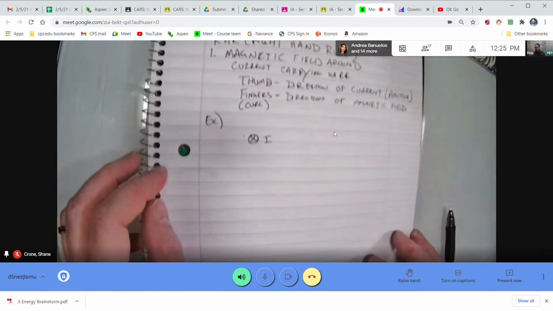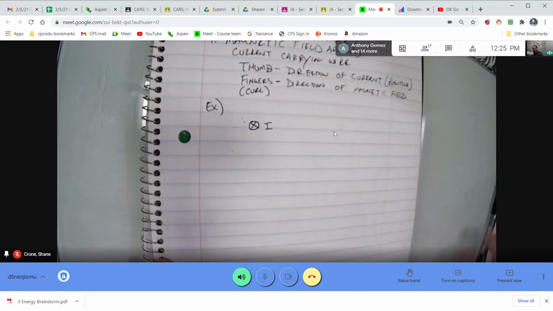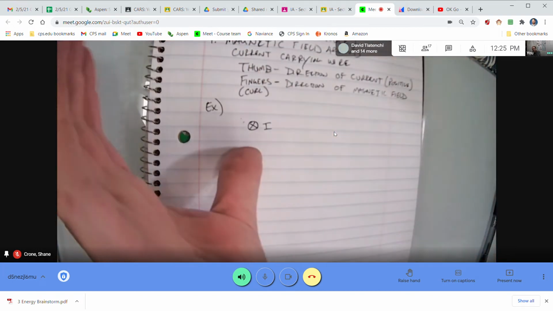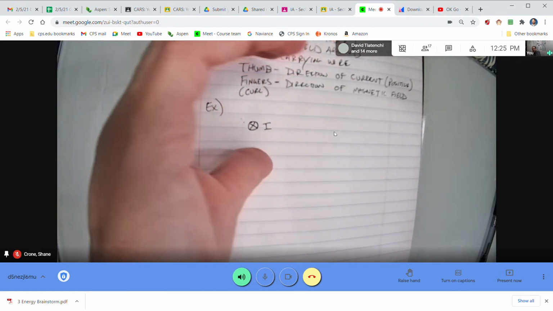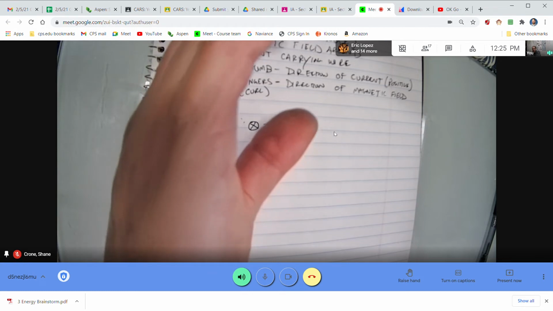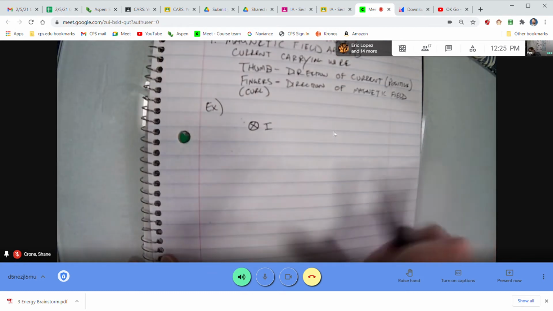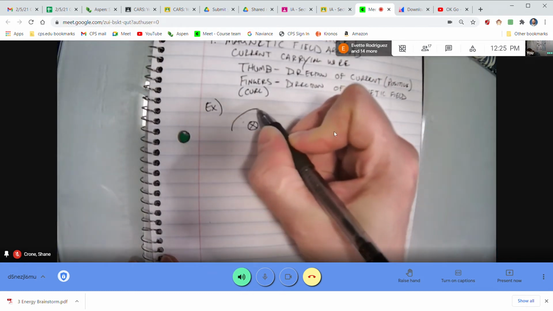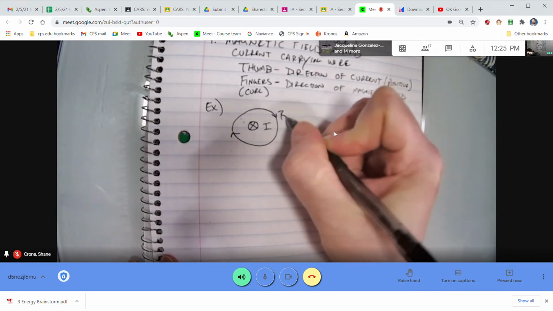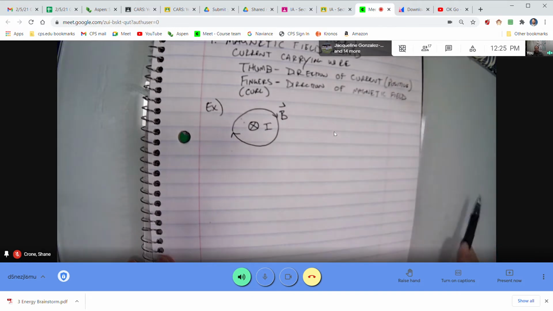It's going to be a little difficult because I kind of have to turn my hand to get things to line up. But what I want is my thumb to point in the direction of the current, and then my fingers are going to curl in the direction of the magnetic field. So in this case, my fingers are curling in the clockwise direction. They are curling like this. And the symbol for magnetic field is B.